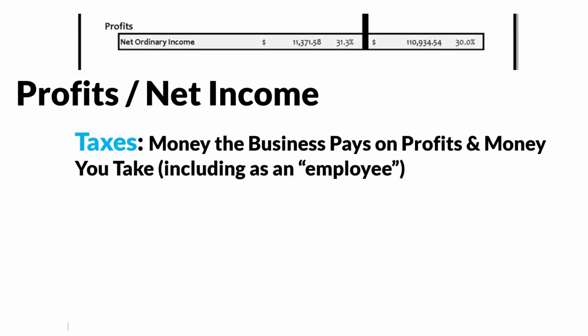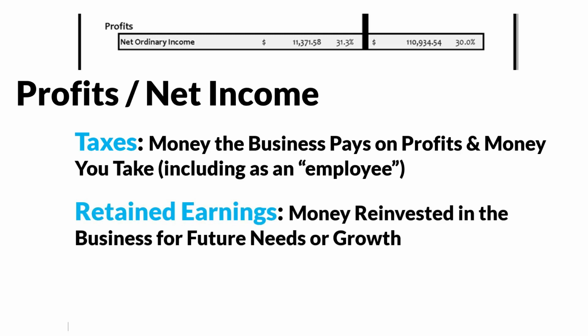It's going to go to three things. First off, you've got to pay your taxes. It is money the business pays on the profits of the business and any money that you take out of the business, because most of you are solopreneurs and you're going to take money out of the business, so you're going to owe taxes. So you need to make sure that you set aside enough out of those profits to pay for all those taxes.